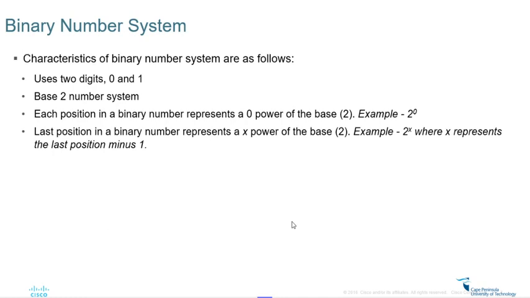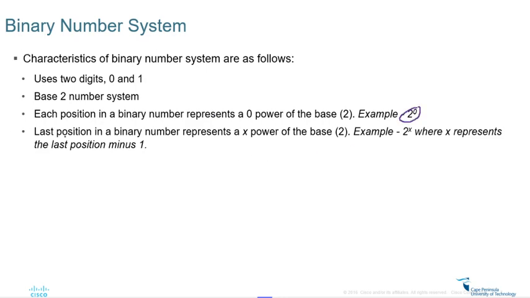If you look at the characteristics of a binary number system, we said that it uses two digits, 0 and 1. It's your base 2 numbering system, and if you look at the example I showed you, each position of a binary number represents a power of the base 2, like that, right?